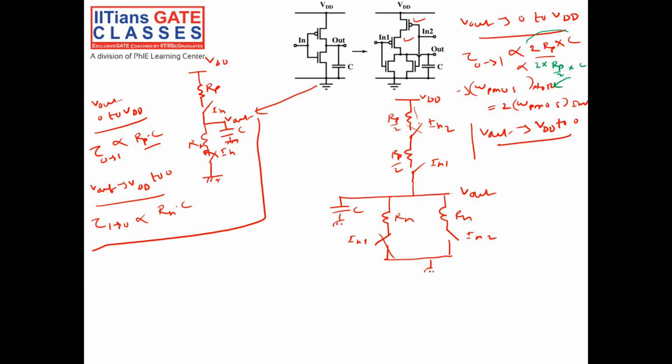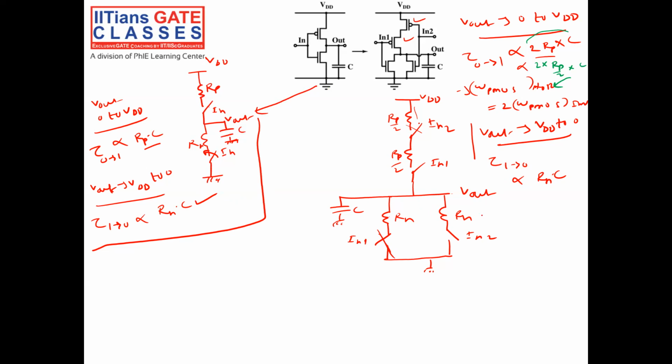If both are on, it will be Rn by 2, resistance Rn parallel to Rn. That is not the worst case. The worst case is only one being on. So with one on, what is the time constant? Tau 1 to 0 is proportional to Rn into C. So it is the same as the inverter. So the worst case time going from 1 to 0 is proportional to Rn into C in both cases, in inverter and also in NOR gate.